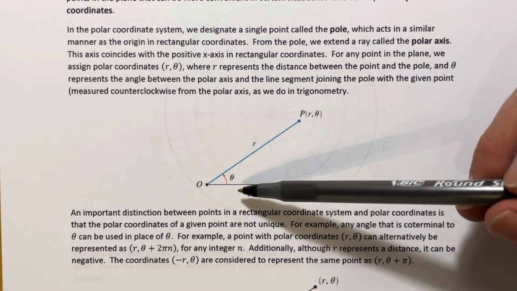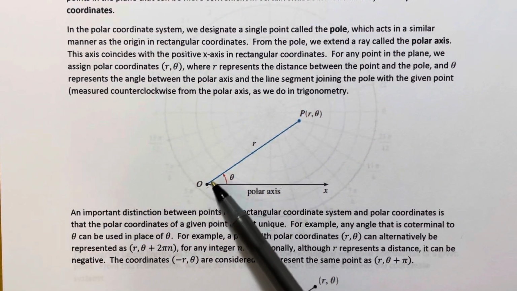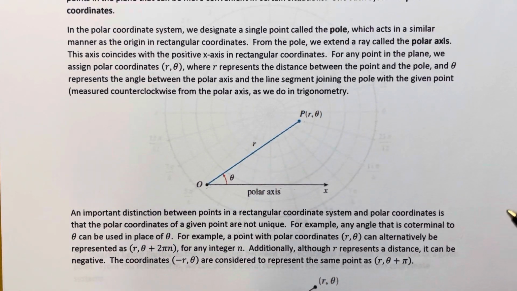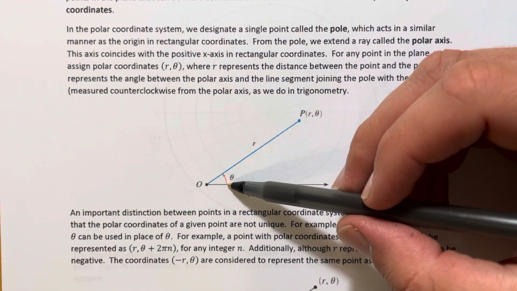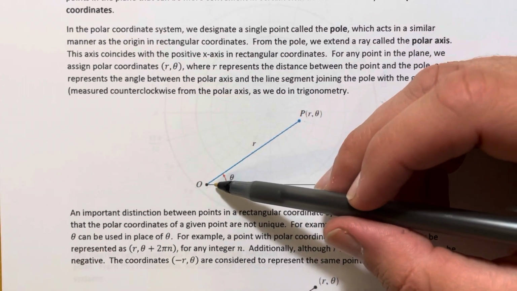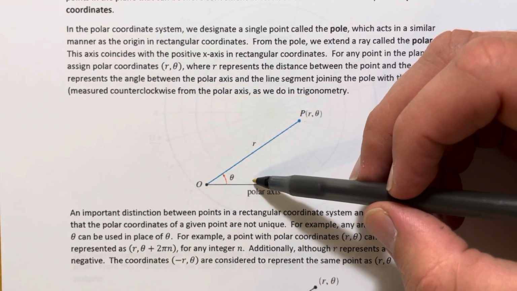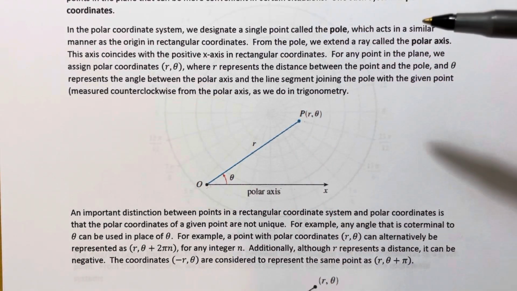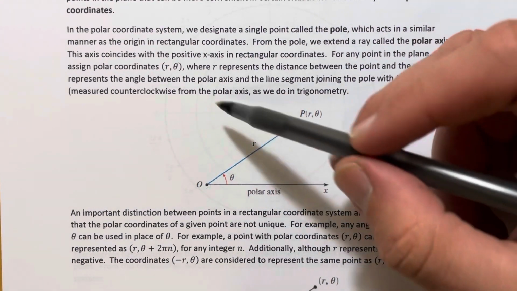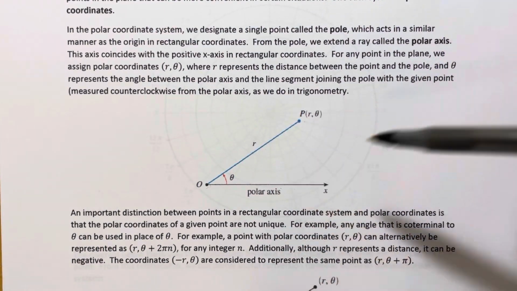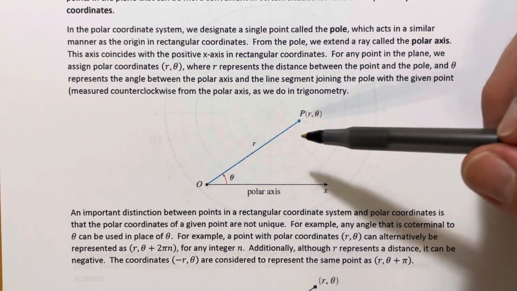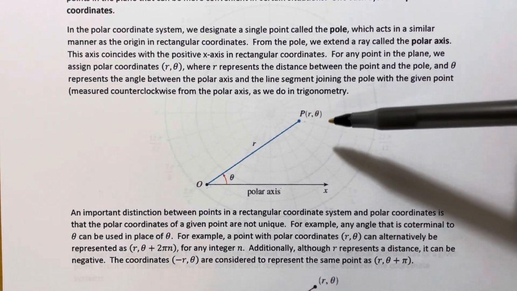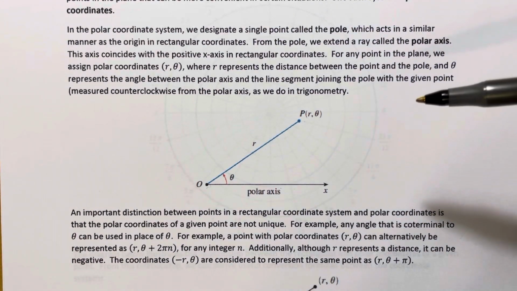It's the distance between our pole and the point itself. Theta represents an angle. So once I take my pole and the point we're talking about, P in this case, and join them by a line segment, I measure the angle that line segment makes with the polar axis, measured counterclockwise. This is the same way that we do this in trigonometry when we learn about angles and the unit circle and things like that. That value theta is the second coordinate in our new coordinate system here.